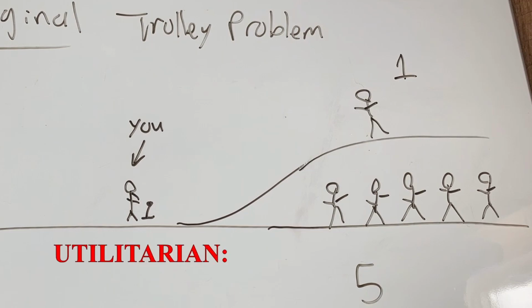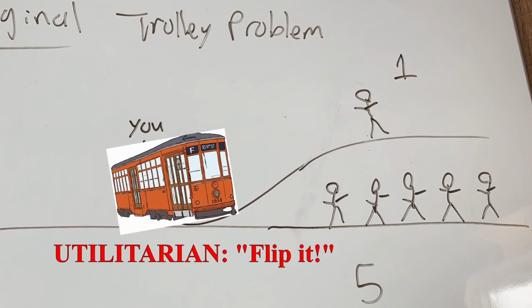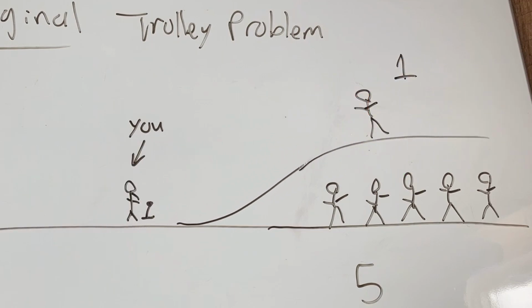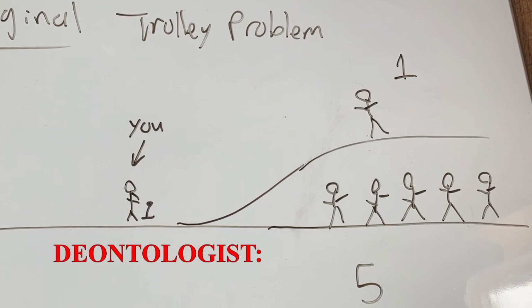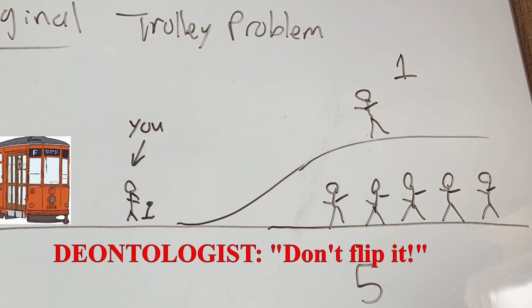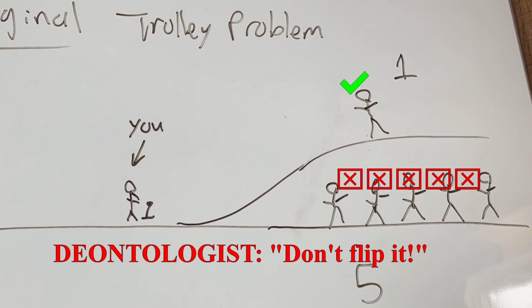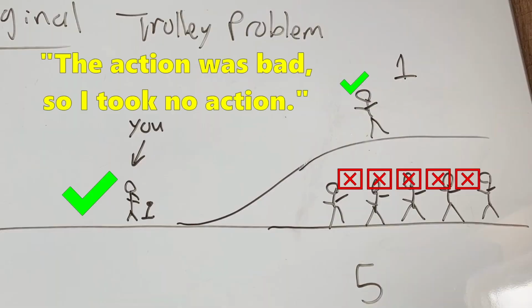A utilitarian would probably say, flip the switch, it's better to save the 5 people than the 1. But somebody with a more deontological morality would probably say, no, let this train keep going, because if you pull that switch, then you're doing an action that directly causes someone to die. Whereas if you just let the train keep going and kill the 5 people, then you were hands off and you didn't really do anything.